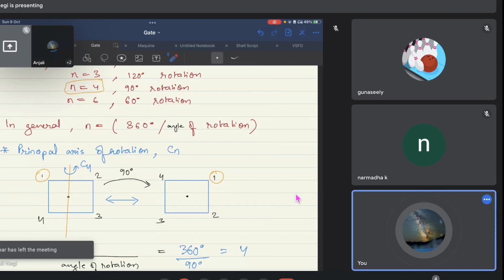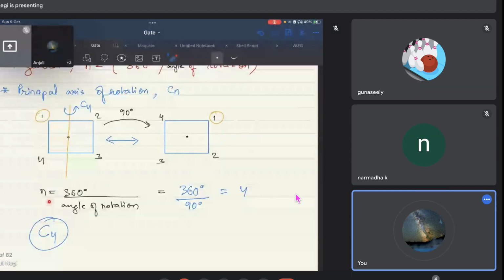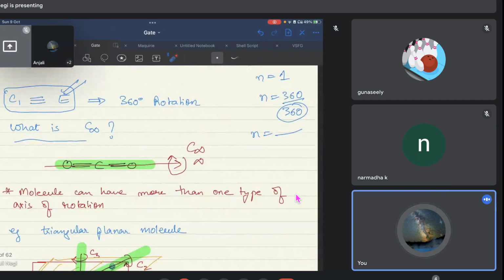This C4 will do a 90 degree rotation. Because it is doing a 90 degree rotation, my 1 will come here, my 2 will go here, and likewise 3 and 4. This is what we do as a principal axis of rotation. Because I am getting an indistinguishable structure, this is a symmetry operation. Now you can calculate n equal to 360 degree by 90 degree, so I get n equal to 4, and this axis is known as C4. This was just an example.